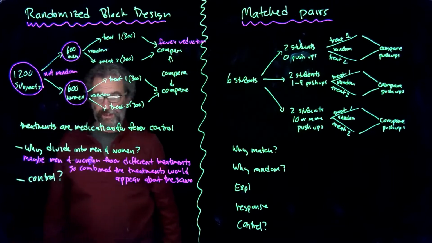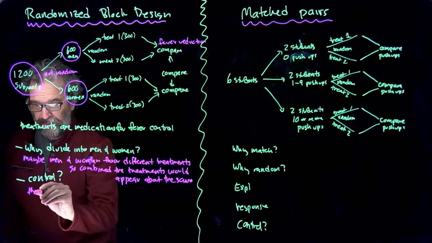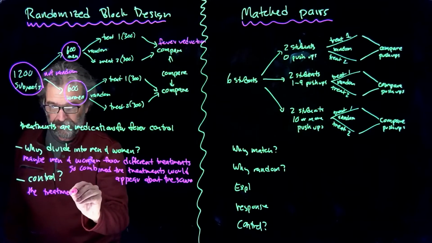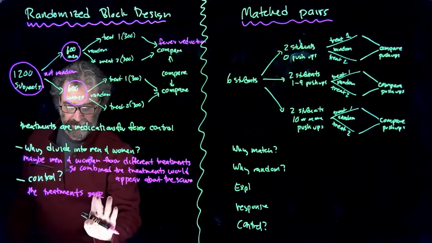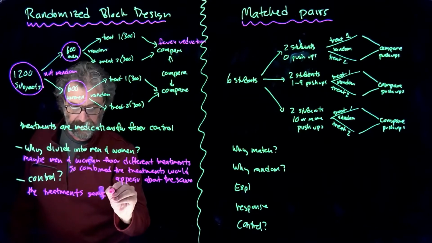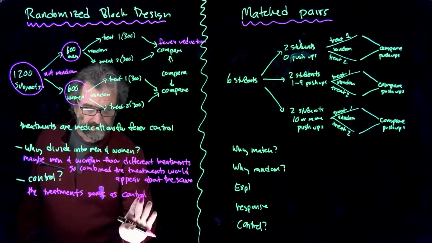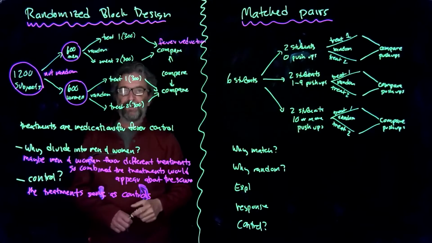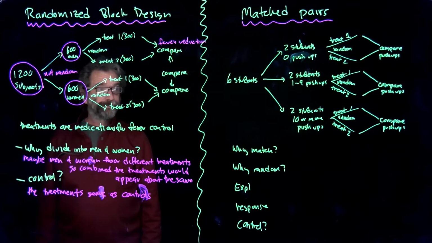I'll say that. So the treatments serve, can't spell here, serve as controls. So either you can think of treatment 1 as being a control and treatment 2 as being an experiment, or vice versa. So there actually is a control group. It's one of the treatment groups. You can think of it as a control group.